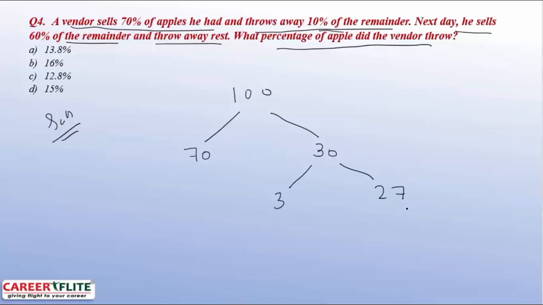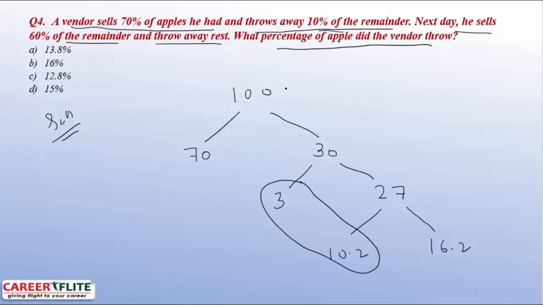Now the next day he sells 60% of the remainder and throws away the rest. So 60% of 27 will be 16.2, and the remainder, that is 40% of 27, will be 10.8. So what is asked? What percentage of the apples did the vendor throw? The percentage of apples thrown will be the addition of 3 and 10.8.